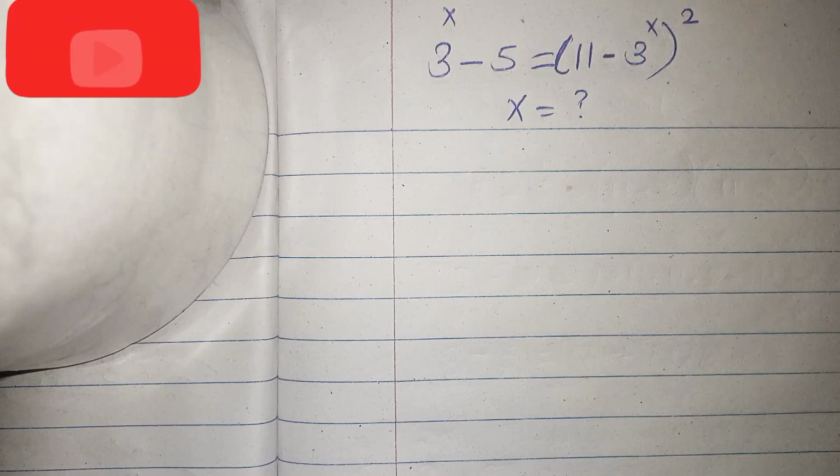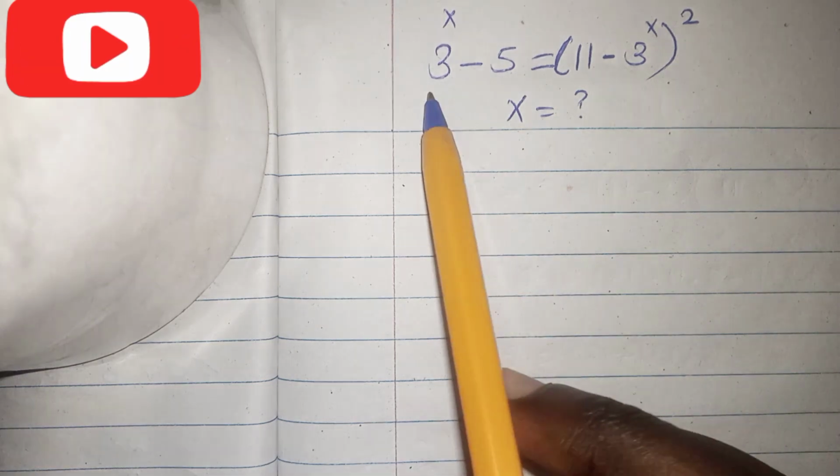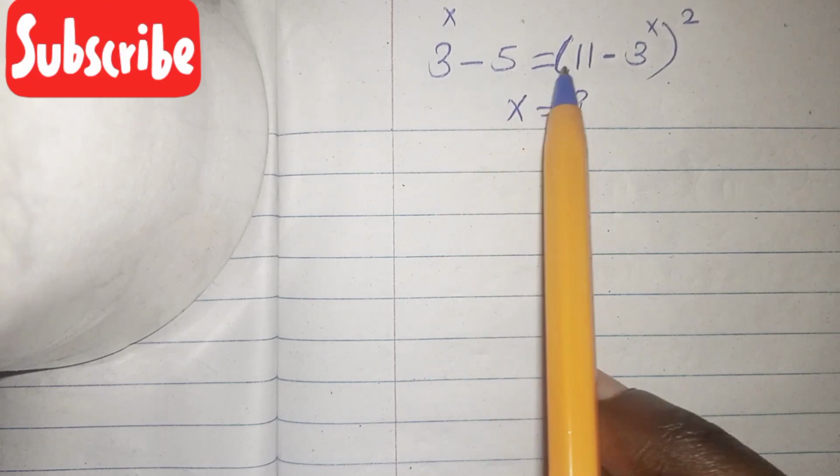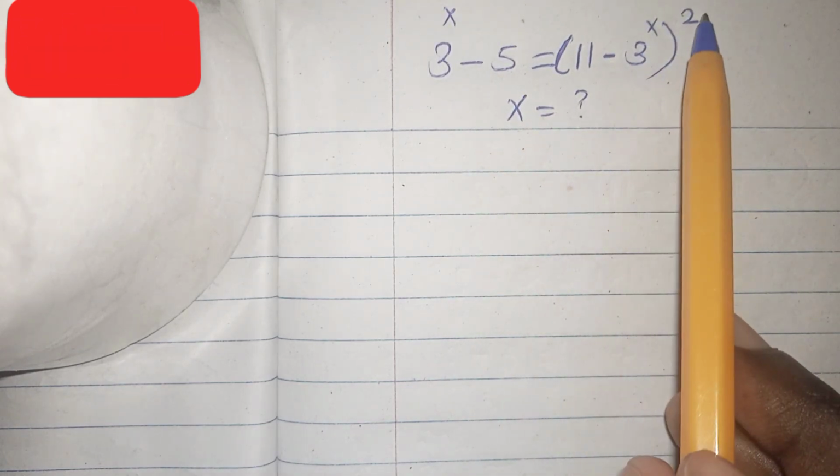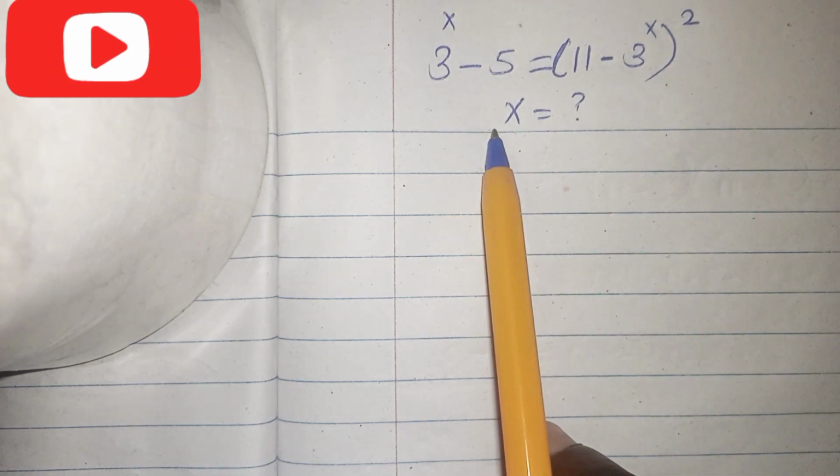So today I'm bringing you this nice equation that I want us to solve for the value of x. Given 3 to the power of x minus 5 is equal to (11 minus 3 to the power of x) all squared. What is the value of x?